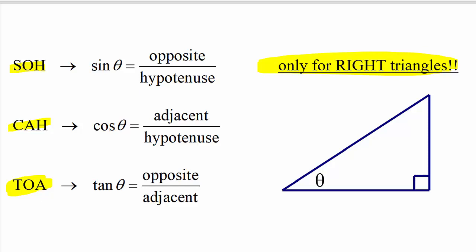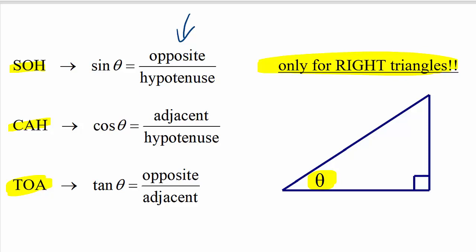Before we can apply our sine, cosine, and tangent, we need to identify the sides of a right angle triangle. And we use 3 different words to identify the sides. We use opposite, adjacent, and hypotenuse. Now, how we identify those sides is all relative to the angle that's given in the right angle triangle. So in this case, the angle is theta and it's in the bottom left corner.